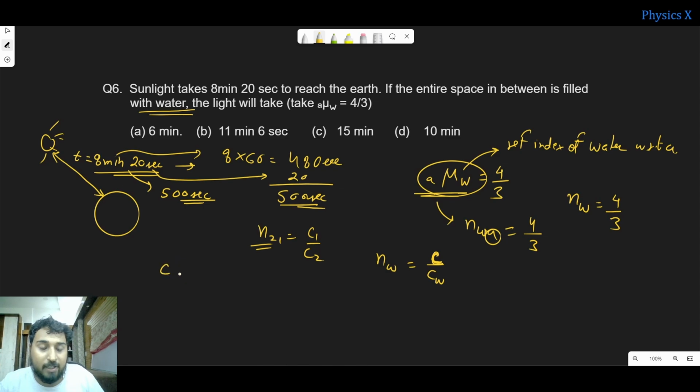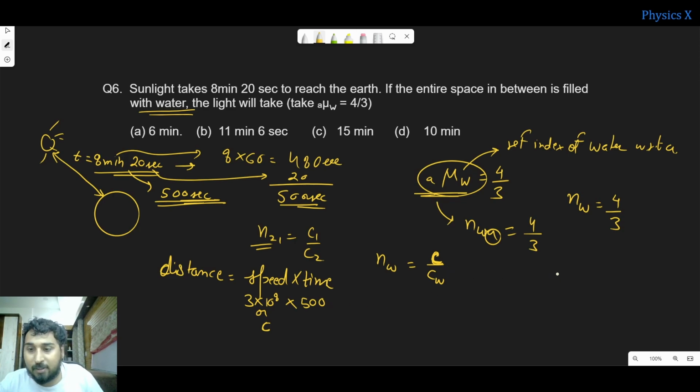So speed of light in air, we know that first of all, distance is equal to speed into time. So in the first case, we know the time taken is 500 seconds. And the speed is what? Because initially it was air, so speed of light is c, which is 3 into 10 to the power 8, or I can write it as c. So the distance is 500c. So this will remain same.